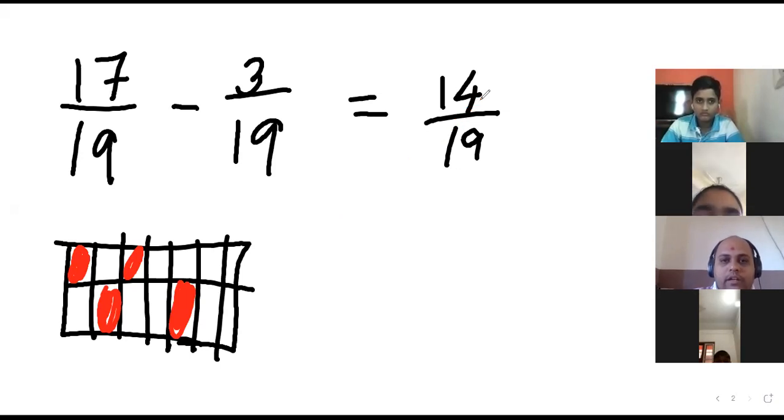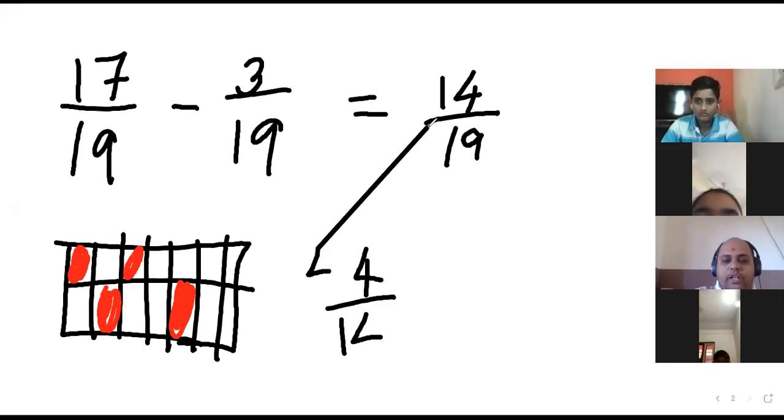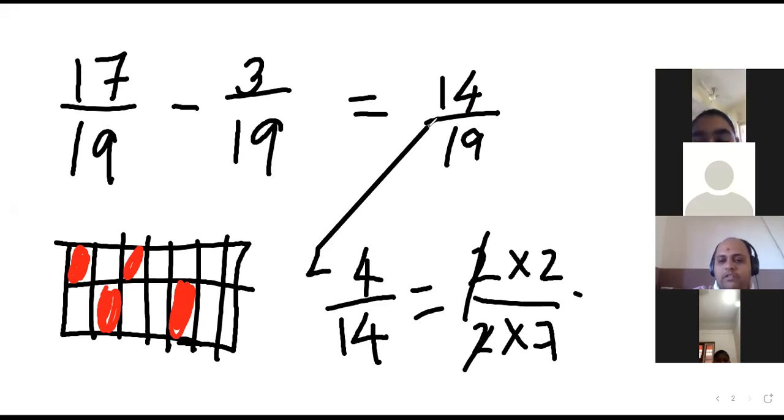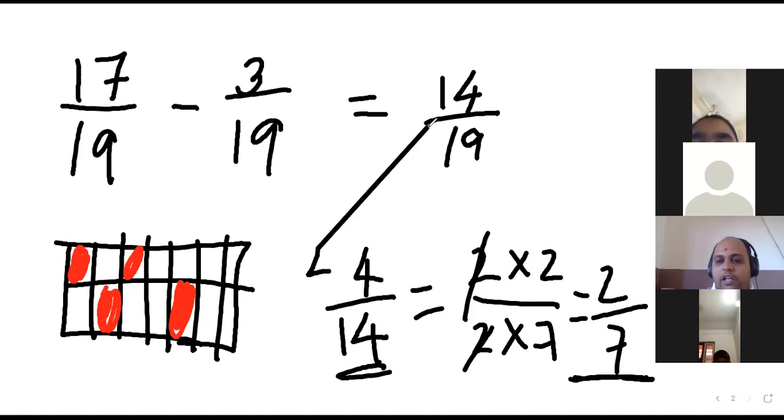So 4 upon 14, but we can write it as 2 by 2 and 2 by 7. 2 cancels. We have got 2 upon 7. What are these two called? These two are called equivalent fractions. Yes, equivalent fractions. Correct? Right? Yes, everyone understood?